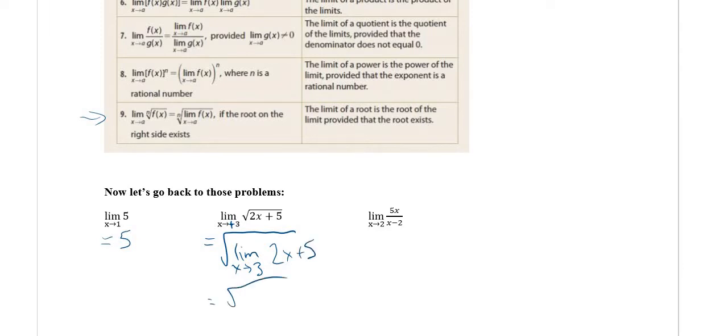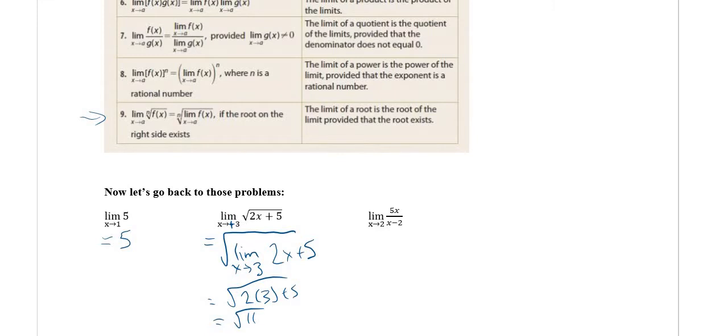So that would just be the limit, or the square root of 2 times 3 plus 5, or square root of 11. So notice with these rules, the calculations don't really change very much. It's essentially the same thing, but there are going to be some situations where they might come in handy, so they're good to know anyways.